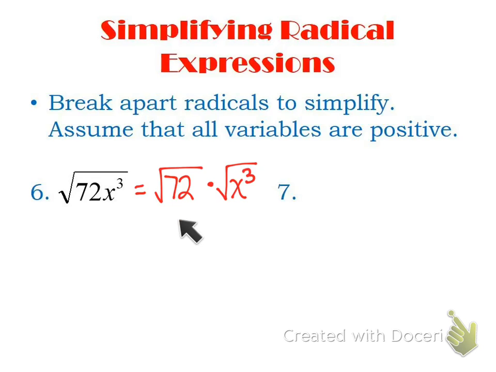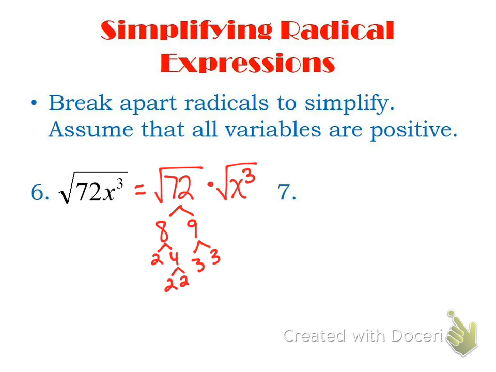If I'm taking the square root of 72, is that a perfect square number? No. So I have to make a little tree. What can 72 break into? 8 and 9. 8 breaks into 4 and 2. 4 breaks into 2 and 2. 9 breaks into 3 and 3.